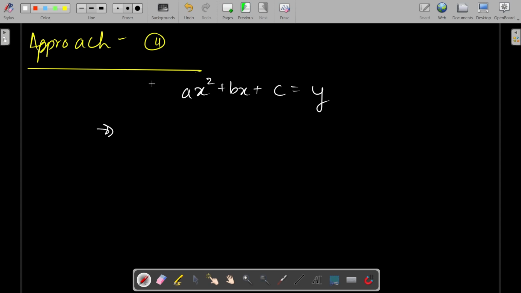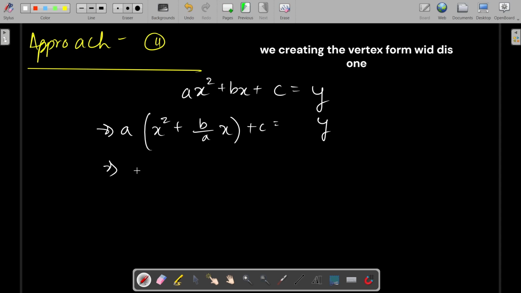Now, what I'm going to do here is isolate the x term, so we can create one single term out of x, and we'll minimize the x term so that the c value, which is the constant, dominates. So let's take a common here, and we get a times x squared plus b by a x, plus c is equal to y. We wrote b over a, so that just multiplies and becomes bx, which is what the original equation had.